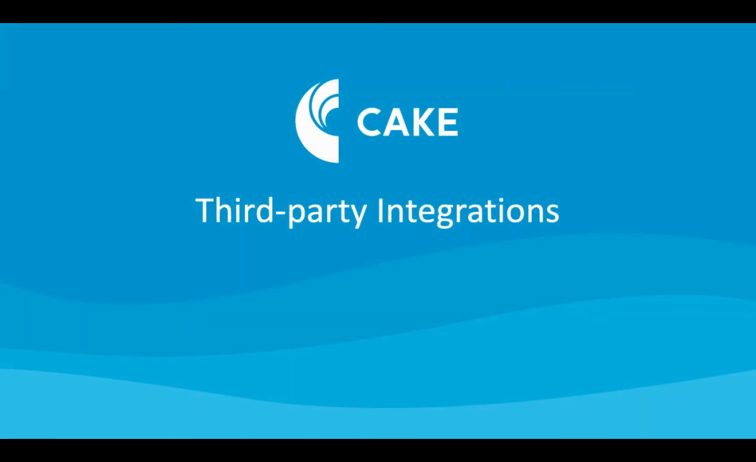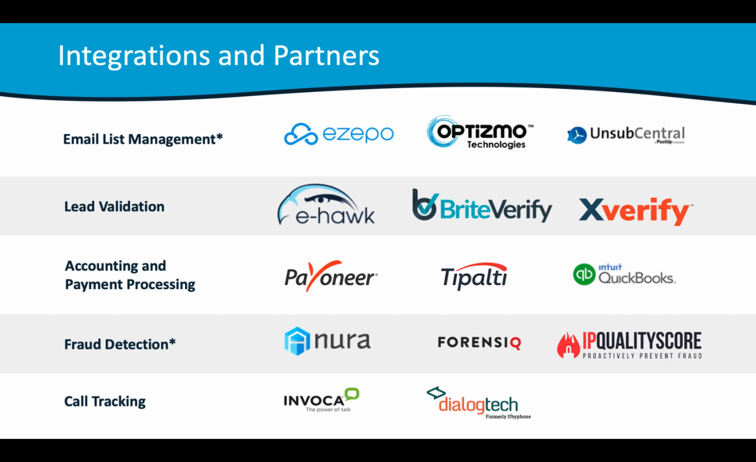We'd like to bring some awareness to some of the third-party integration partners that we have as well, just to add a bit more value to Cake and also help bring that enrichment to maybe your leads or just have a better oversight of your system in general. So from an email list management perspective, there is an asterisk next to this one. This is for people that are actually in the email business, obviously, and you're managing suppression lists. Now, when you are buying leads directly from your affiliate partners or you are generating leads from your website, you may not be in the business of actually managing an email list, but in case you are, there are a few partners that we do integrate with: Ezepo, Optismo, and Unsubcentral.